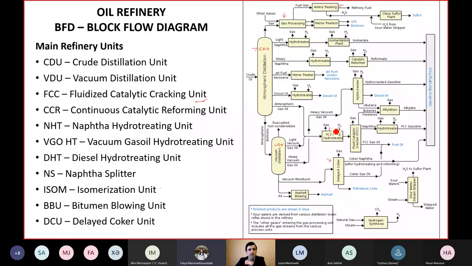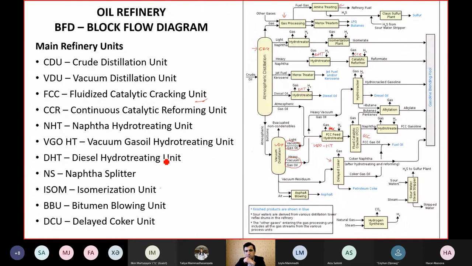Okay, and the continuous catalytic reforming unit, this is CCR. The naphtha hydrotreating unit, so we have the hydrotreater, this is NHT. We have different hydrotreaters. We have DHT, which is the diesel hydrotreater, and we have, no, this is not FCC, sorry, FCC is this one. We call this VGO, vacuum gas oil, a mix of light and heavy VGO. That's why we call it VGO HT, VGO hydrotreater.